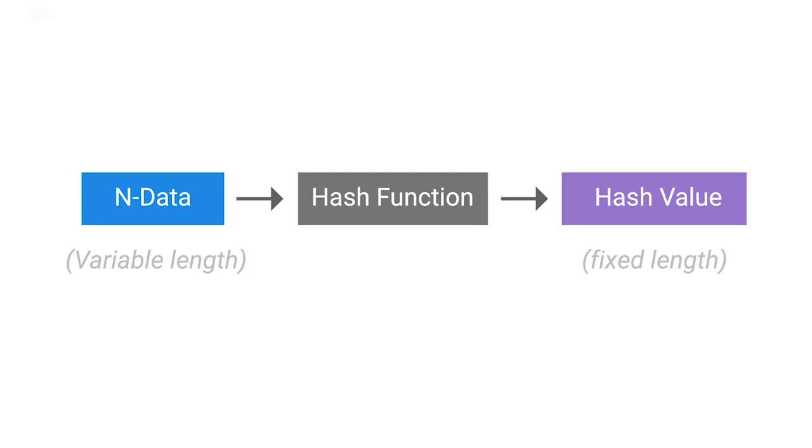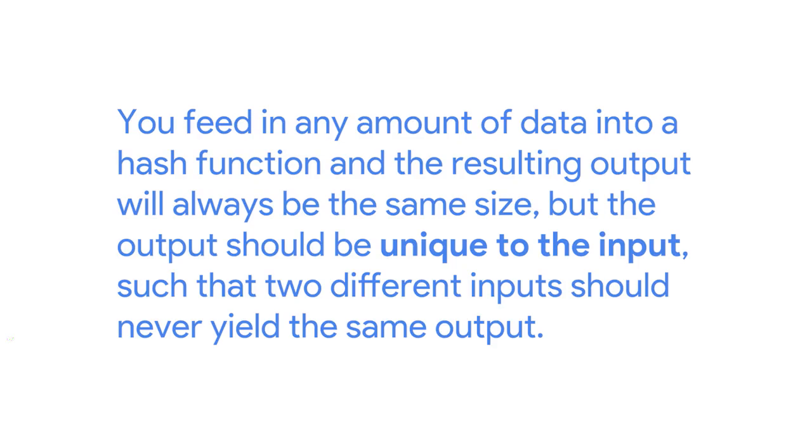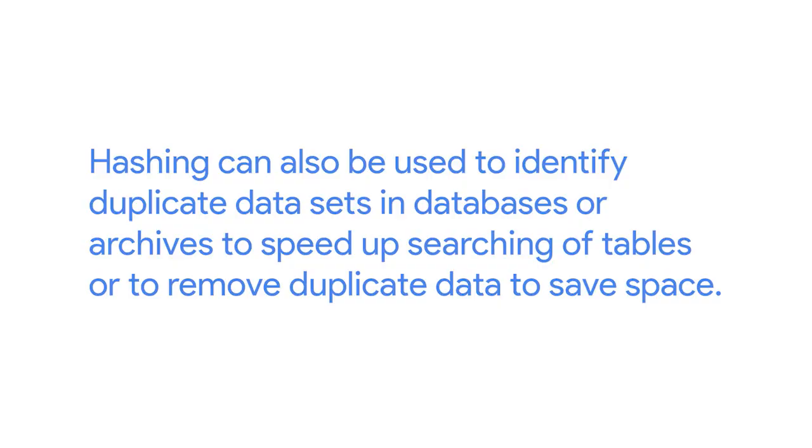What this means exactly is that you feed any amount of data into a hash function and the resulting output will always be the same size, but the output should be unique to the input, such that two different inputs should never yield the same output. Hash functions have a large number of applications in computing in general, typically used to uniquely identify data. You may have heard the term hash table before in the context of software engineering. This is a type of data structure that uses hashes to accelerate data lookups. Hashing can also be used to identify duplicate data sets in databases or archives to speed up searching of tables or to remove duplicate data to save space.